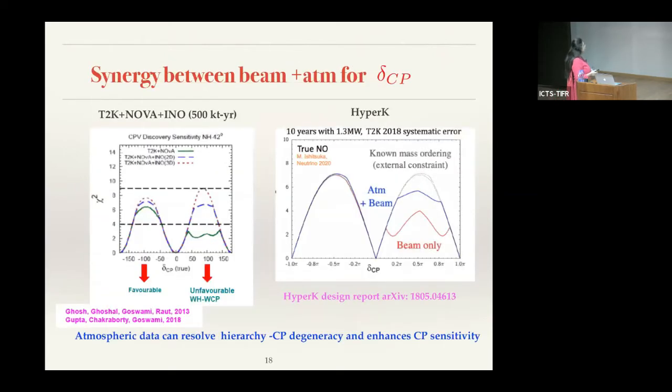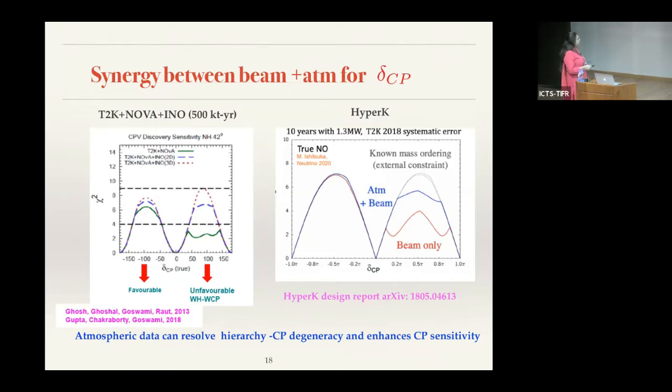A similar study has been done for determining delta CP. Here is a plot for T2K plus NOvA plus INO, which we did in 2013. The green line is the T2K plus NOvA sensitivity. This is sensitivity to delta CP discovery, whether delta CP is different from 0 or 180. You can see that this green region is even below 2 sigma. But if we add INO to it, this is the INO 3D analysis, which takes into account hadrons, then it touches the 3 sigma level.